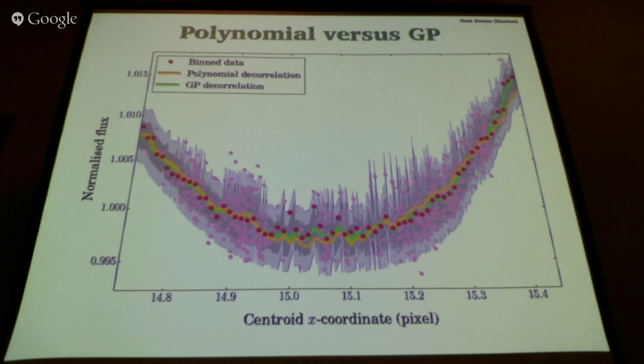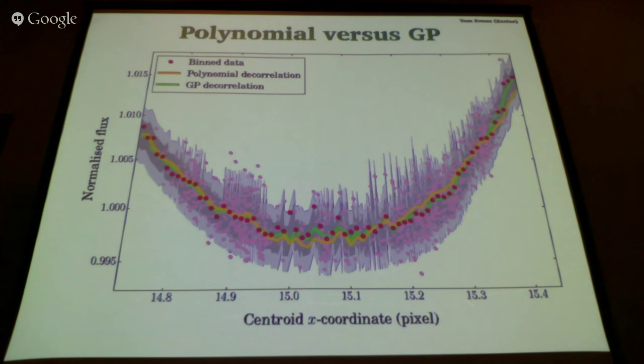So here's a specific example of where our GP fitting outperforms simpler systematic treatment. What I've plotted here is a 4.5 micron secondary eclipse light curve of HD209458b, with the flux as a function of the x coordinate on the detector. So essentially it's mapping out how the detector sensitivity varies with respect to x. And you've also got the y-axis going into the board, so it looks a bit fuzzy. The red points show the binned data. The yellow curve is the polynomial fit, and the green curve is the GP fit.